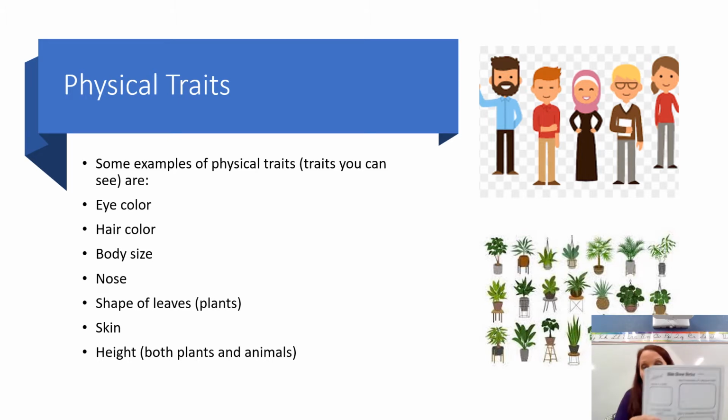And on your paper, in this box, it says, what are some examples of physical traits? You can use mine from this slide, or you can come up with your own. So pause the video and fill that out.